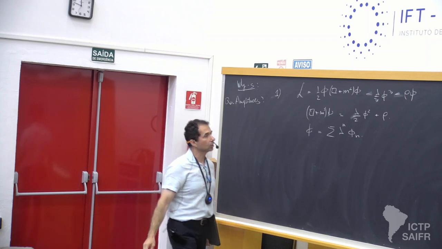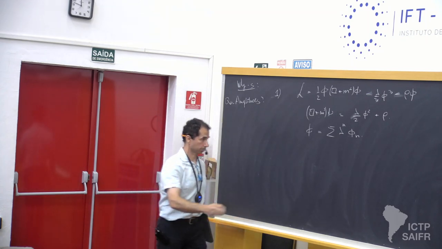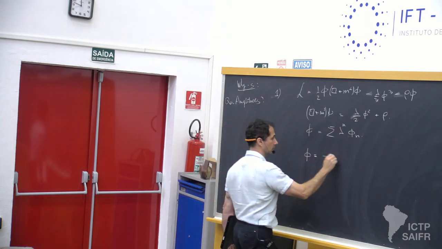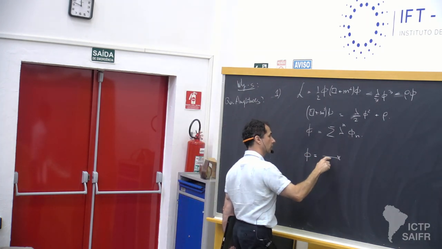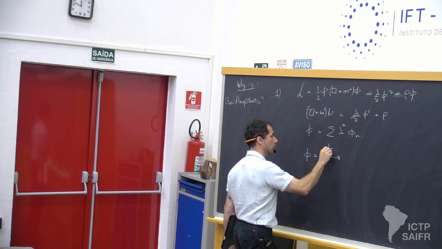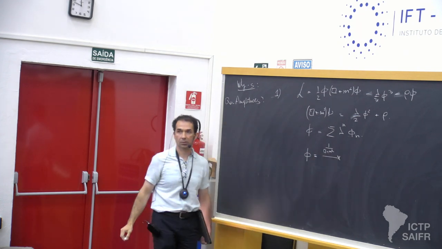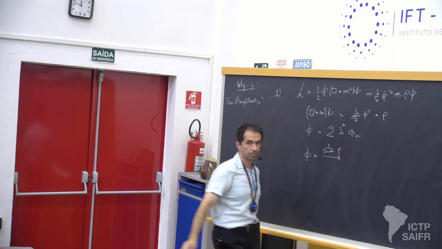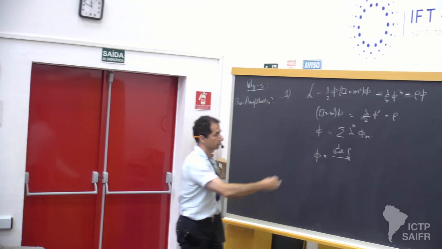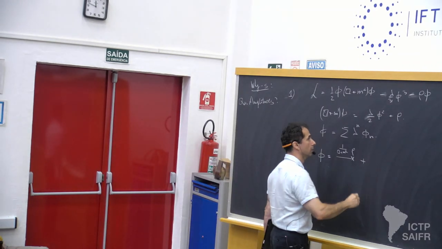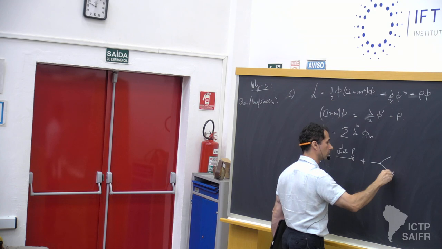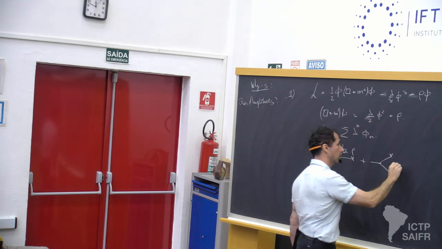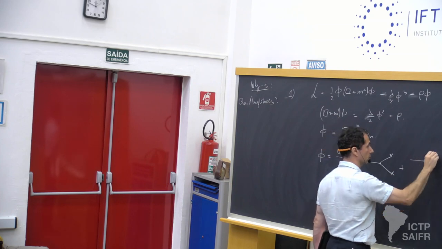And if we do this, we obtain the following pictorial solution. This guy is morally 1 over box plus m squared. So this line is a standard propagator, and the cross is rho. This rho is a source. So if we iterate this, we find this is the first term, and then we have contributions from vertices, and then we have lots of contributions from vertices.